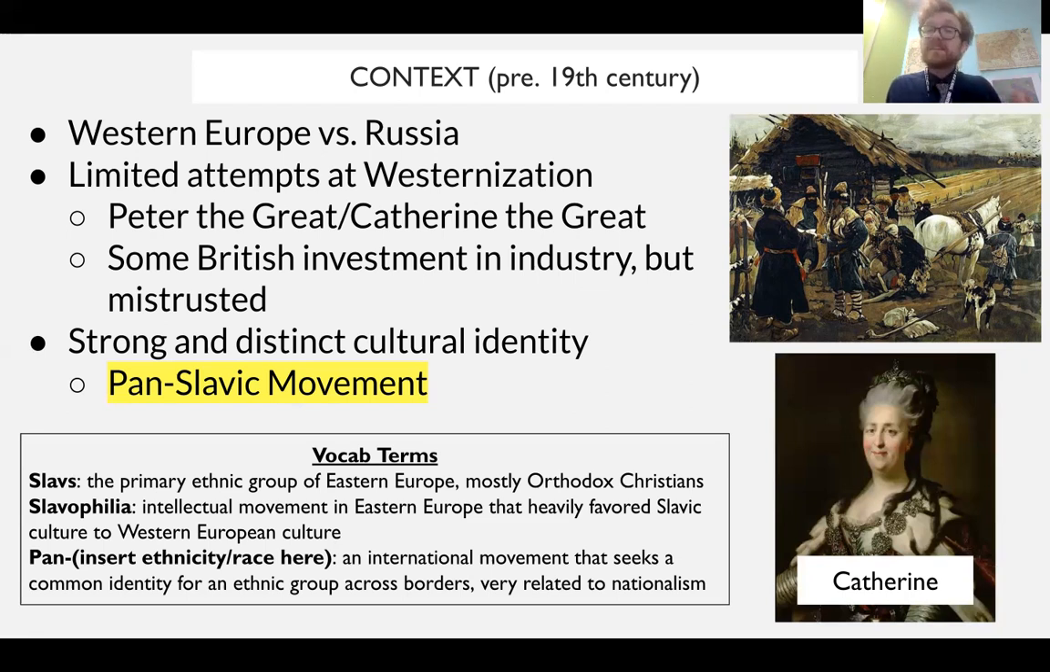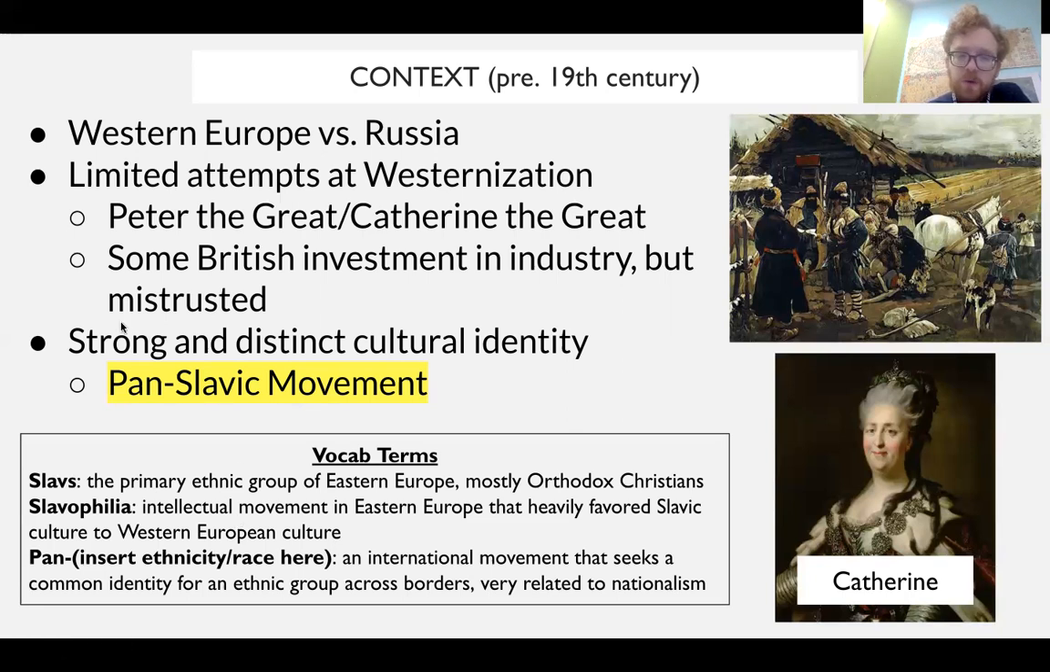We do see some industrialization. The British will heavily invest in factories and in entrepreneurs and education. However, local Russian elites mistrust industrialization because that's going to upend the institution of serfdom. We are going to see a reaction against attempts at modernization by the Russian noble elite.